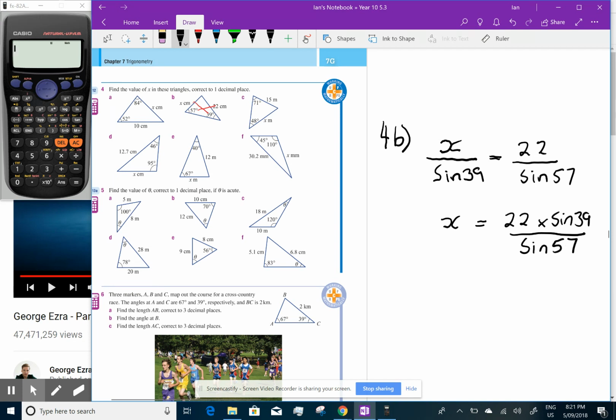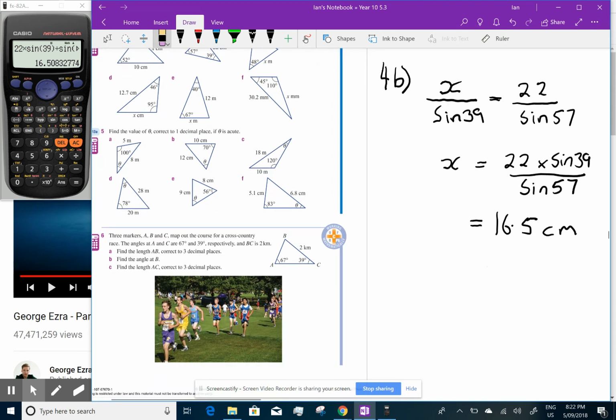And then I put that in my calculator. 22 times sine 39 divided by sine 57. 16.5. And we're going to one decimal place. We have another look at it to make sure that it makes sense. An angle of 57 gives me a side length of 22. So an angle of 39 should be less. And it is at 16.5.